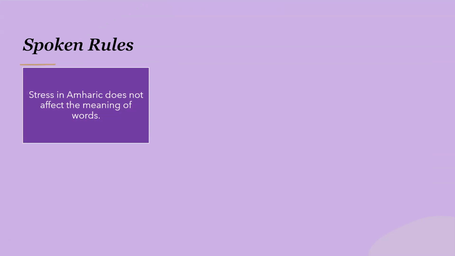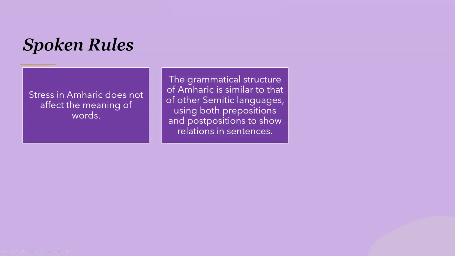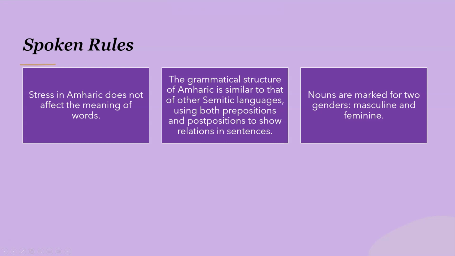So quick spoken rules for Amharic. Stress in Amharic does not affect the meaning of a word. The grammatical structure of Amharic is similar to the other Semitic languages, using both prepositions and postpositions to show relations in sentences. Nouns are marked for two genders, masculine and feminine. That is different from English. English does not have feminine and masculine nouns, but Amharic does. So keep that in mind when we're learning the vocabulary words.